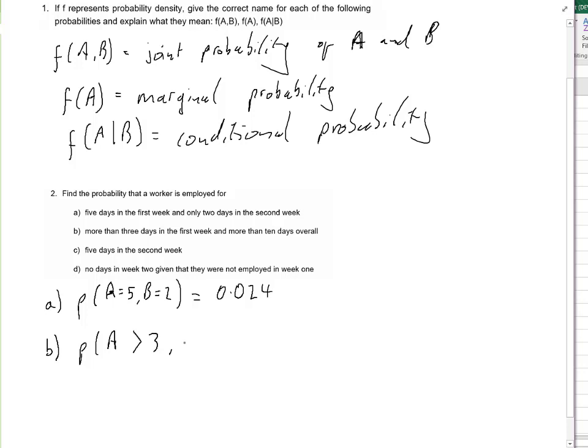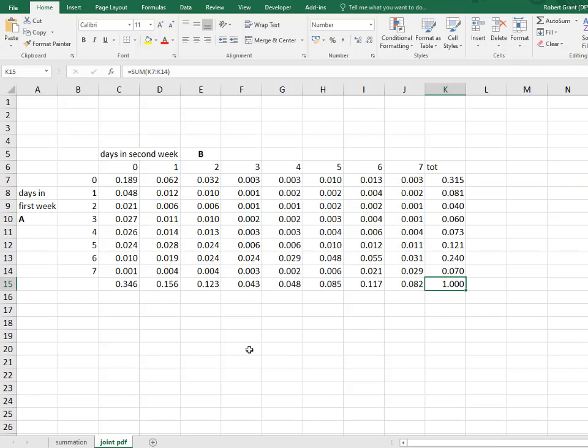And that A plus B is more than 10. Again, it's just a straightforward kind of thing. I'm looking at where in the joint probability distribution do we get these and adding them up. So more than 3 in the first week, more than 10 days overall. So more than 3 in the first week.